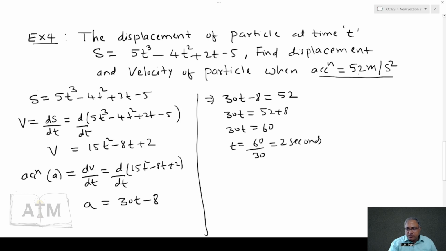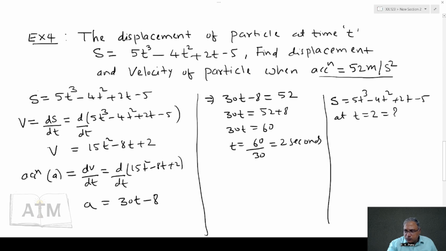So at 2 seconds the acceleration becomes 52 meter per second square, and we need to find the displacement and velocity of the particle. When acceleration becomes 52 meter per second square, that time the time elapsed equals 2 seconds. So we have s equals 5t cube minus 4t square plus 2t minus 5. So displacement at t equals 2 seconds, how much?